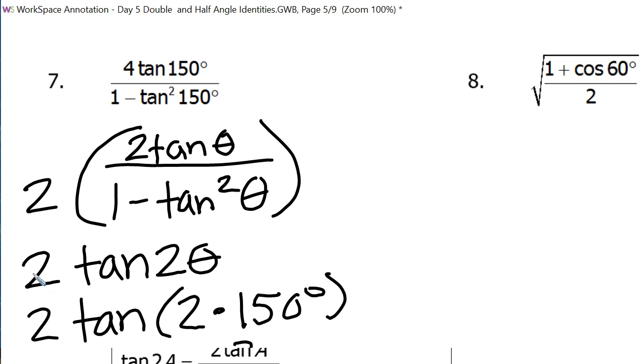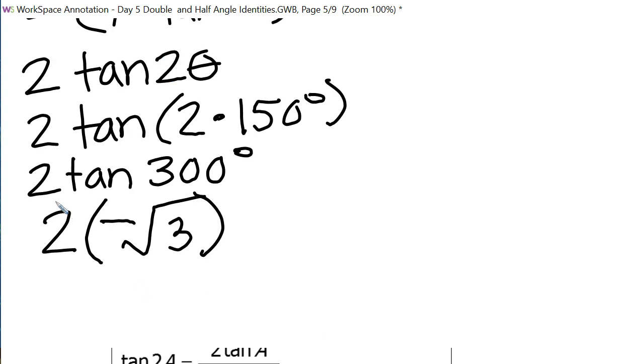What is the tangent? First of all, 300 degrees terminates in quadrant 4, so in quadrant 4, would the tangent be positive or negative? Negative. Sine is negative, cosine is positive, so the tangent would be negative. And the reference angle here would be 60 degrees, and what's the tangent of 60 degrees? Square root of 3. So this would be negative square root of 3. And when I multiply that, that's negative 2 square root of 3.